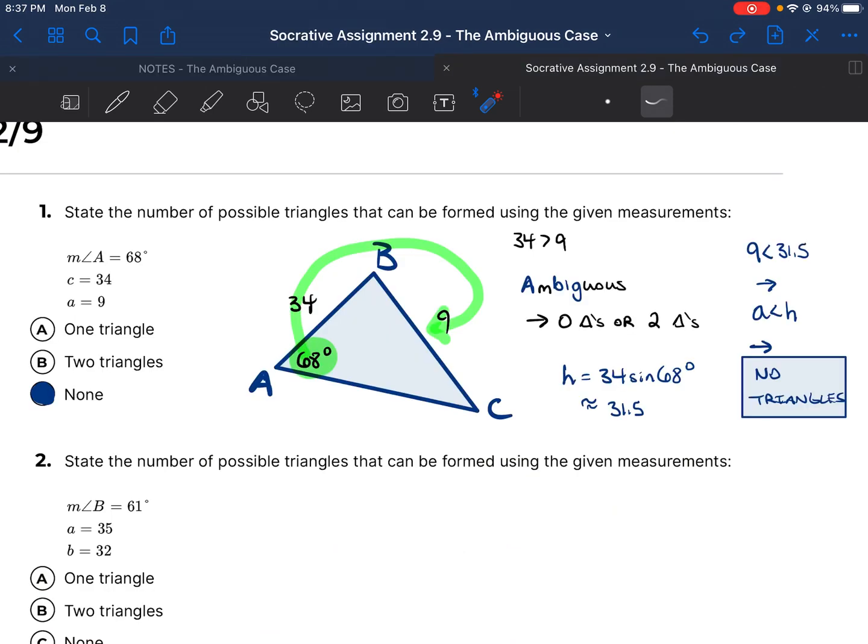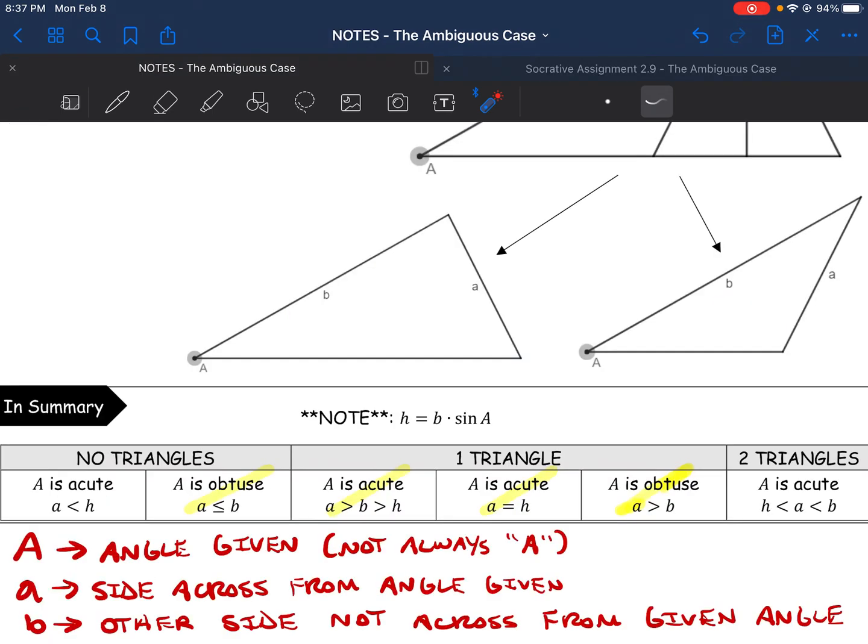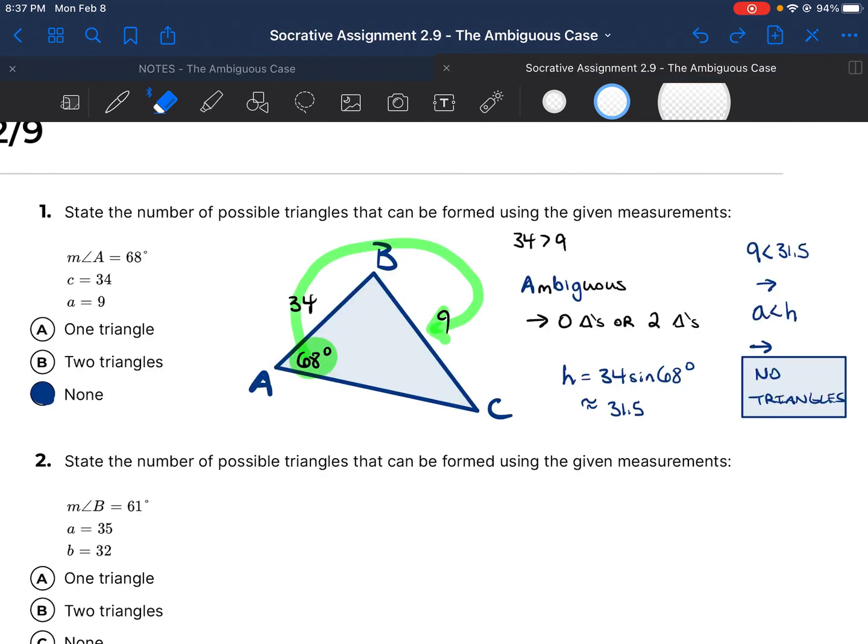And we can see right here, with H being 31.5 and A being, sorry, not 39, but 9 rather, we can see that H, the altitude, is much bigger than the side across from the given angle. So that puts us in this scenario, meaning we have no possible triangle solution. So Mr. MK's method working pretty good so far. So go ahead and circle that answer, none.